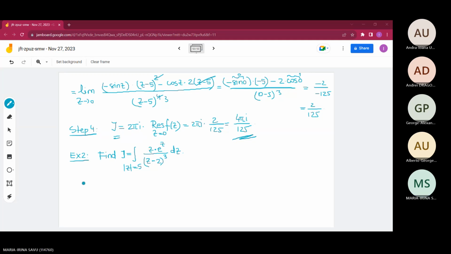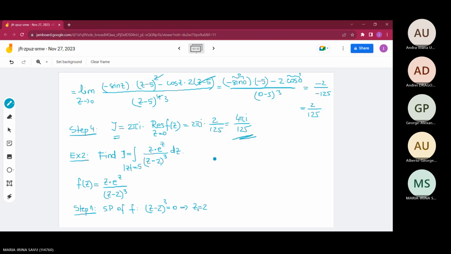Okay, let's see. First we have to consider the function denoted by f of z, represented by z times e to the z over (z minus 2) cubed. Step 1, we have to find the singular points of f. In this case, it's very simple because you have (z minus 2) cubed equals 0, so z equals 2. You have just z1, which is 2.